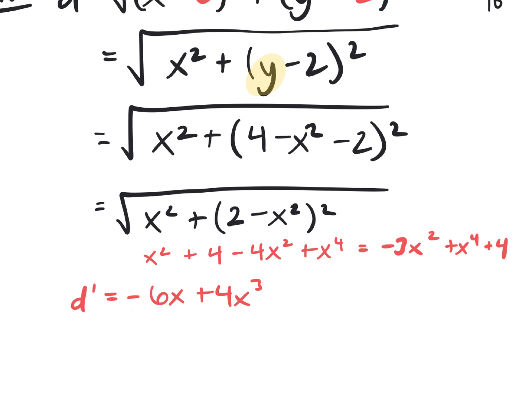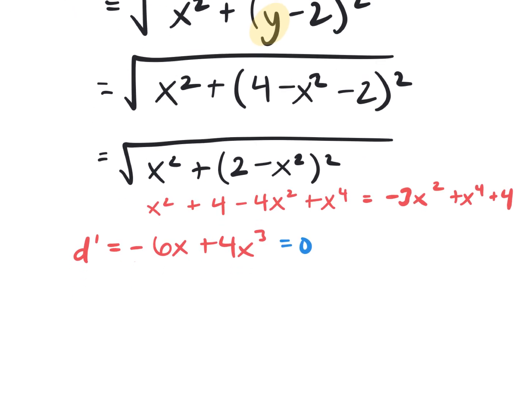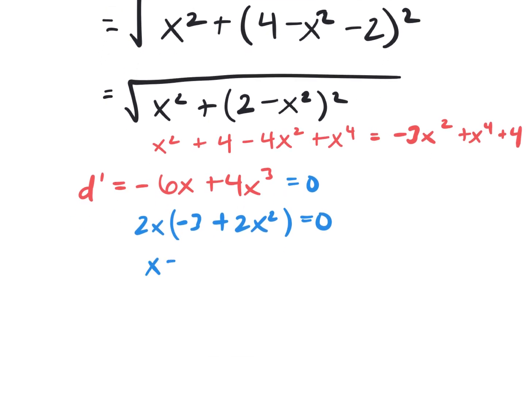Okay. And now that I've taken the derivative, I'm going to set this equal to 0. So if I set this equal to 0, I'm going to factor out my GCF. So I'm going to take out a 2x, be left with negative 3 plus 2x to the 2nd. And that equals 0. So I'm going to get two answers here. I'm going to get that x is going to equal 0, and x is going to equal what? Yeah, the square root of 3/2. Plus or minus, exactly.